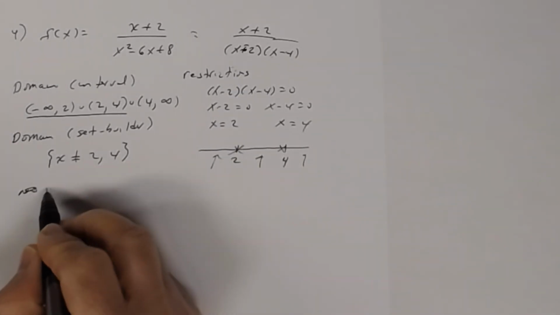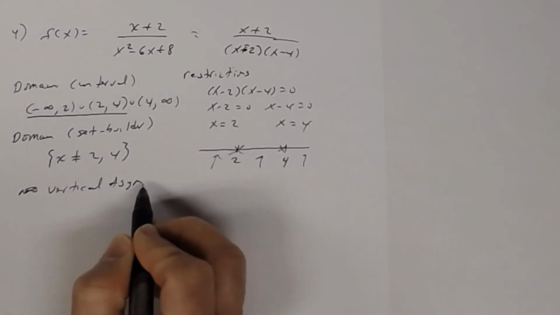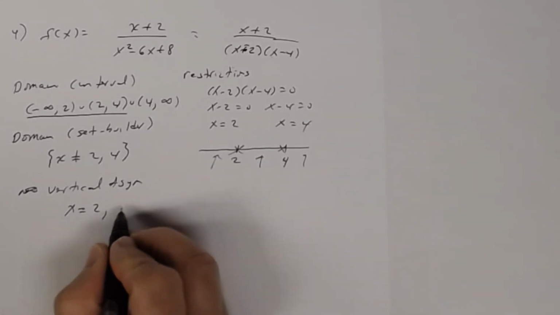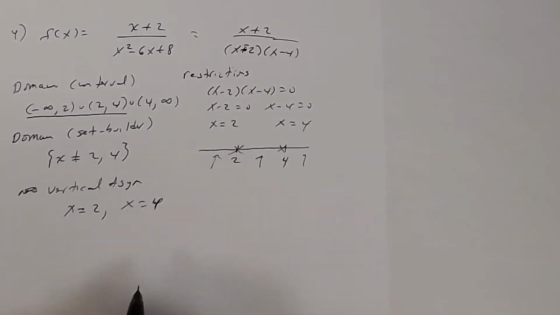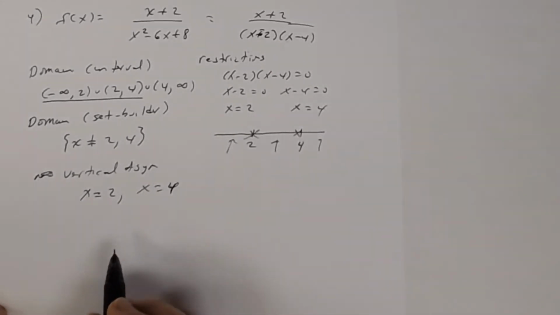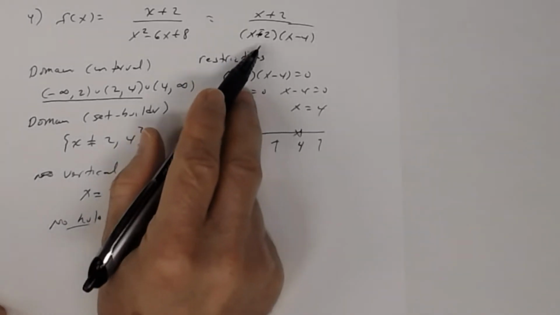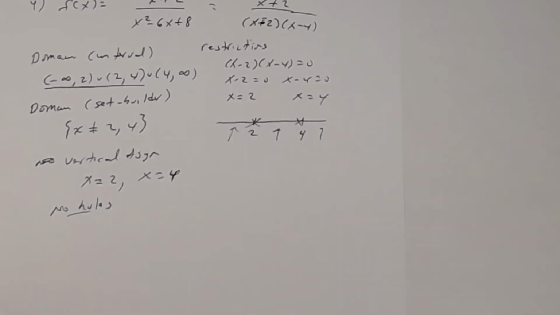Oh, I forgot to put the vertical asymptotes. So for the vertical asymptotes, you must say x equals 2, and you must say x equals 4. And there are no holes since there weren't any common factors. All right, that was number 4. Okay, let's look at number 5.